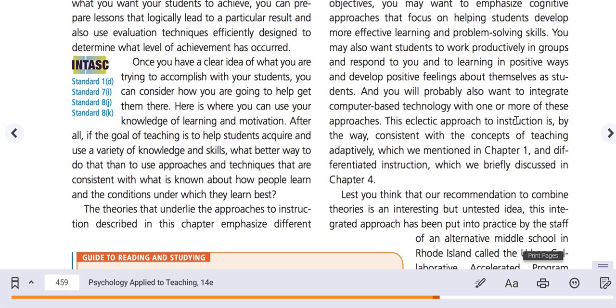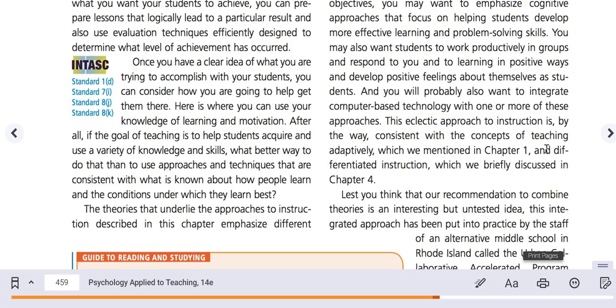Once you have a clear idea of what you are trying to accomplish with your students, you can consider how you are going to help get them there. Here is where you can use your knowledge of learning and motivation. After all, if the goal of teaching is to help students acquire and use a variety of knowledge and skills, what better way to do that than to use approaches and techniques that are consistent with what is known about how people learn and the conditions under which they learn best.